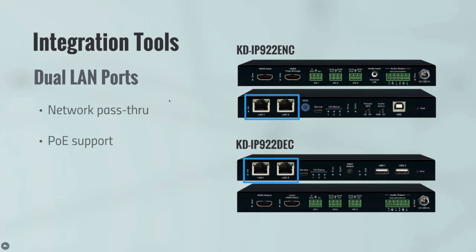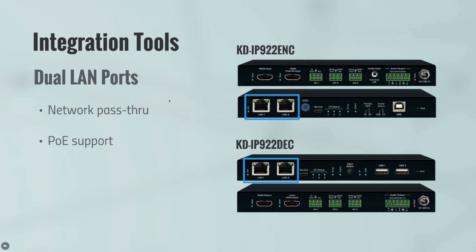Each IP922 encoder and decoder support feature dual LAN ports. It's a really great feature that allows you to pass through your network to a connected device. So imagine you only have one cat wire to the encoder or decoder location, but you need to provide a hardwired network connectivity to that connected monitor, for example, or source. You could do that with this system.